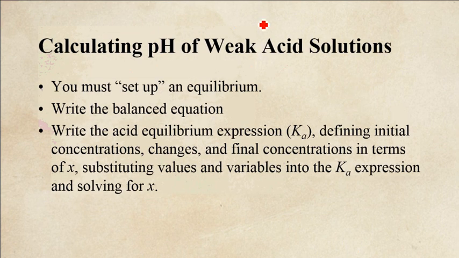So calculating pH of weak acid solutions, you're going to have to set up an equilibrium. You'll write the balanced equation, and then you'll write the equilibrium expression, define initial concentrations and changes, and then determine the final concentrations in terms of some value x, and then substitute values with variables in the Ka expression to solve for x, just as we did in our studying of equilibrium. So there's nothing new here except that we're dealing with acids now in our equilibrium system.